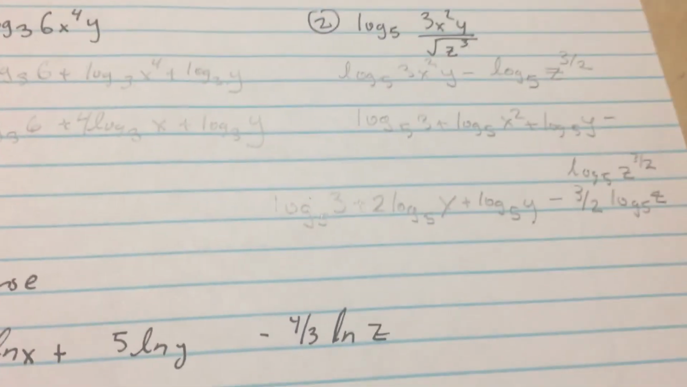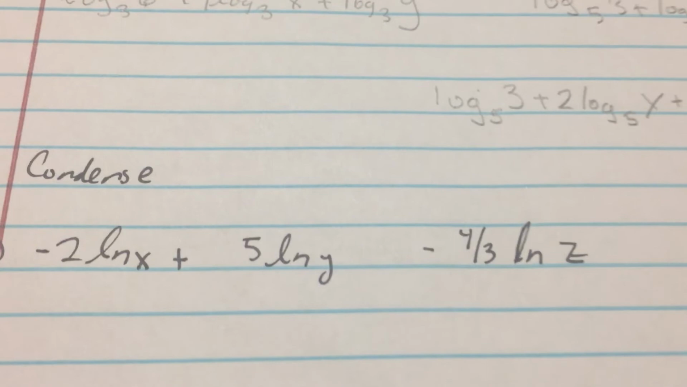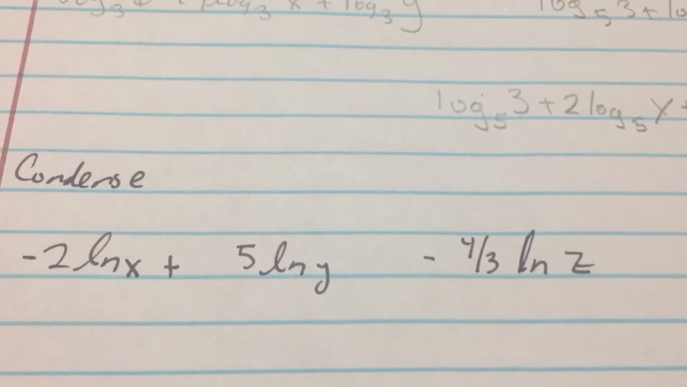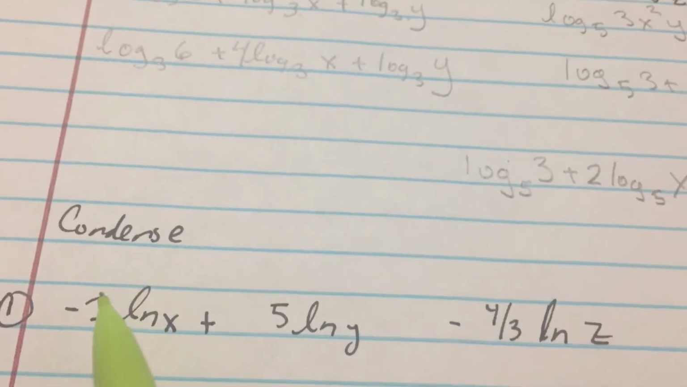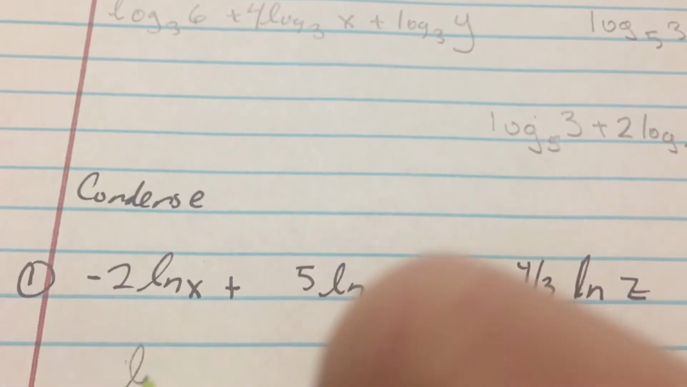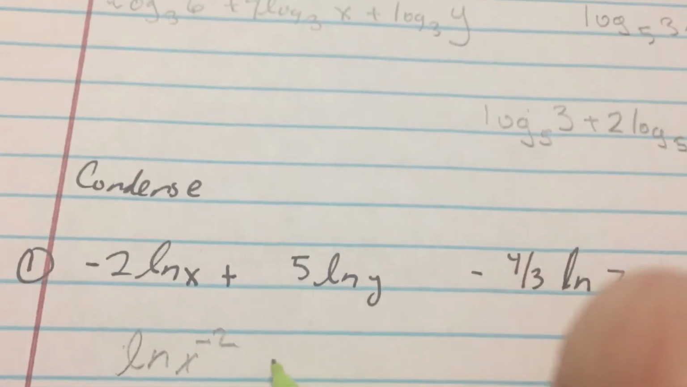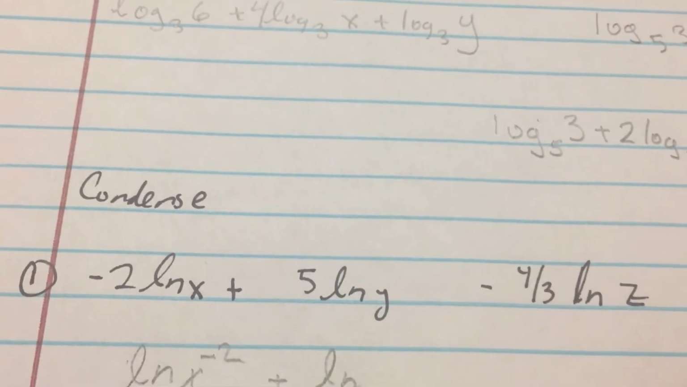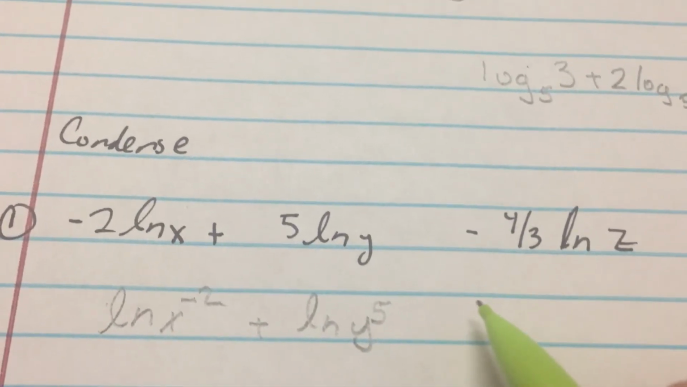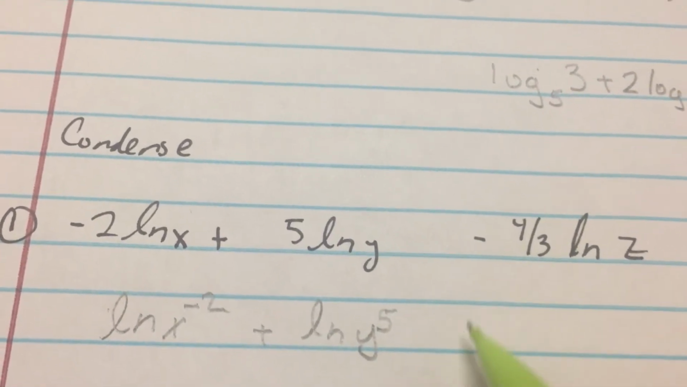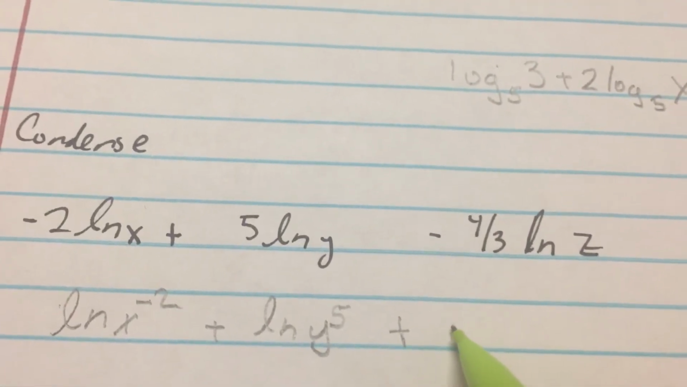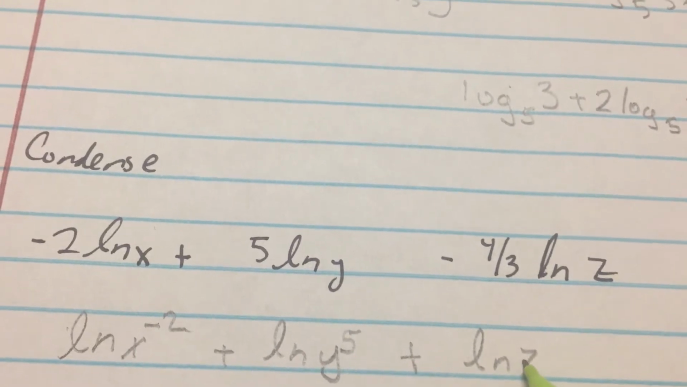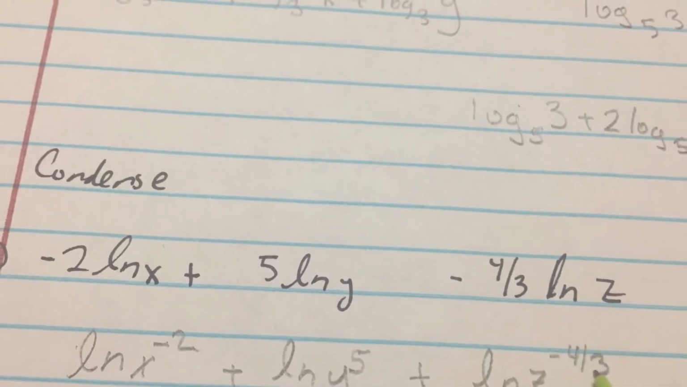All right. Second to last problem. So let's condense this guy. So negative natural log of 2, that's going to become an exponent. Right? 5 is also going to become an exponent. And 4/3 will also become an exponent. Now, for this one, I'm going to move the negative with it. So I'm going to make that a plus natural log of z to the power of negative 4/3.